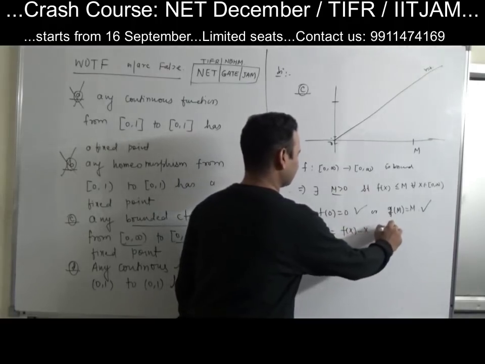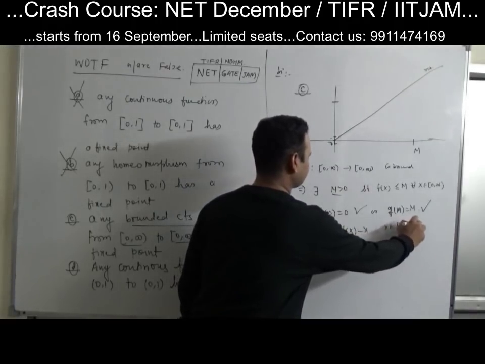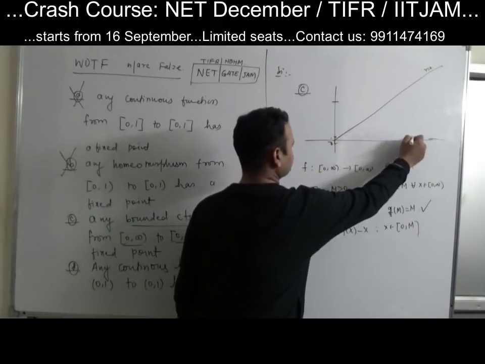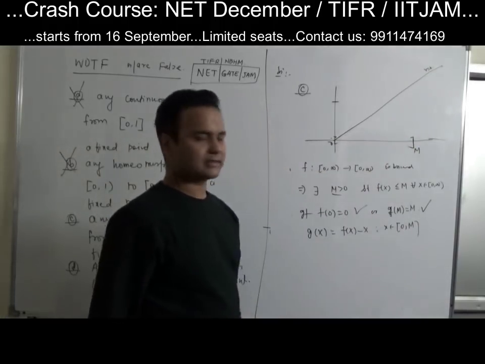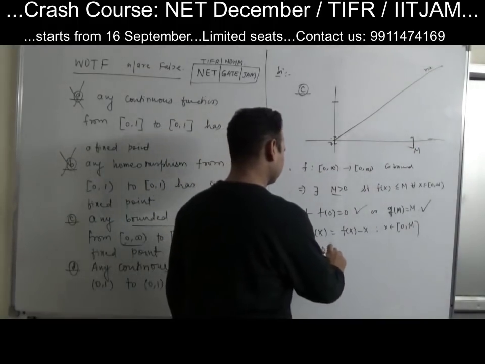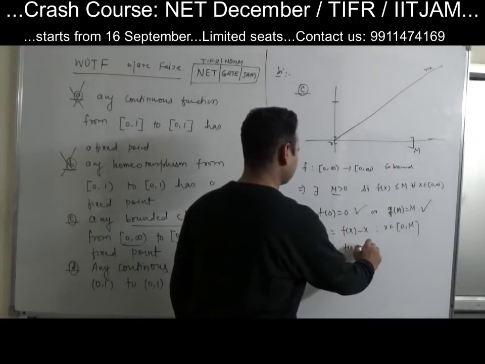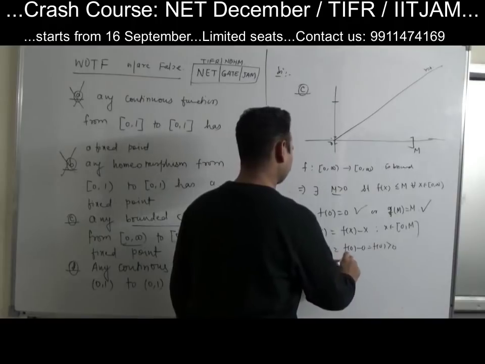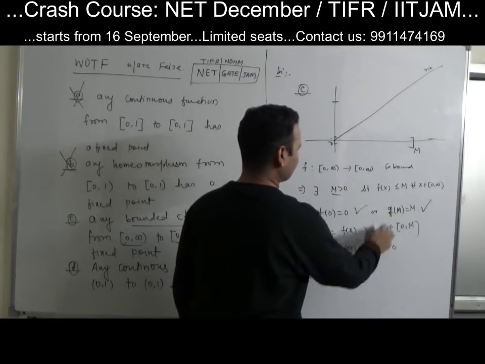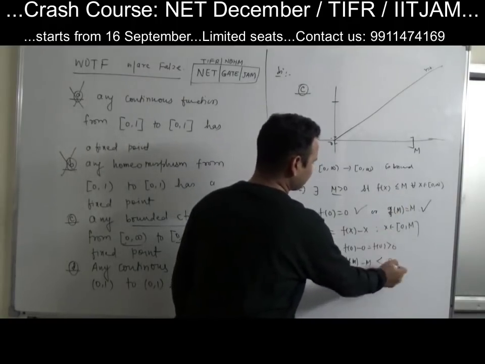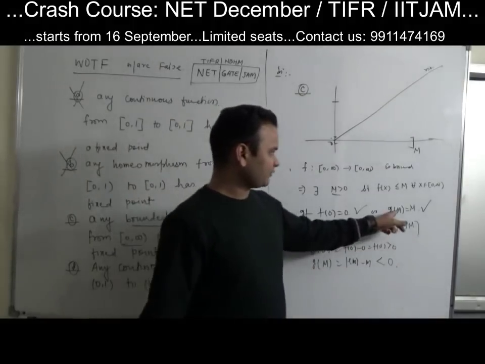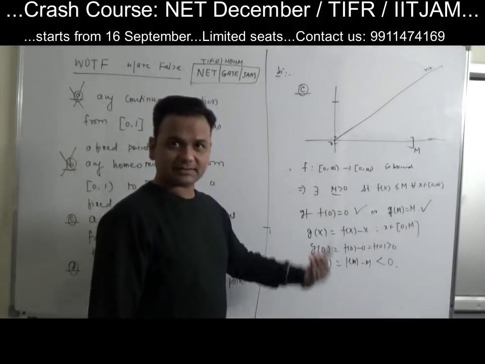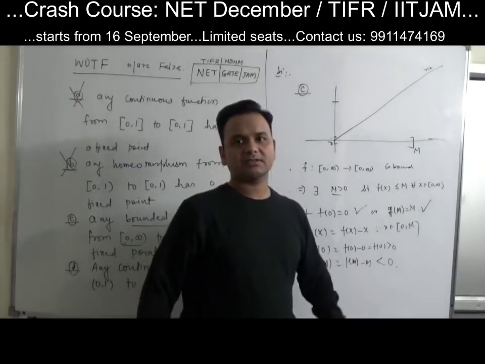g(x) = f(x) minus x, where x belongs to [0, m]. Take this interval and define this function on it. What is g(0)? f(0) minus 0, and f(0) is positive. What is g(m)? f(m) minus m. It is strictly less than 0, because f(m) is not equal to m, so f(m) is less than m. So f(m) minus m is negative.